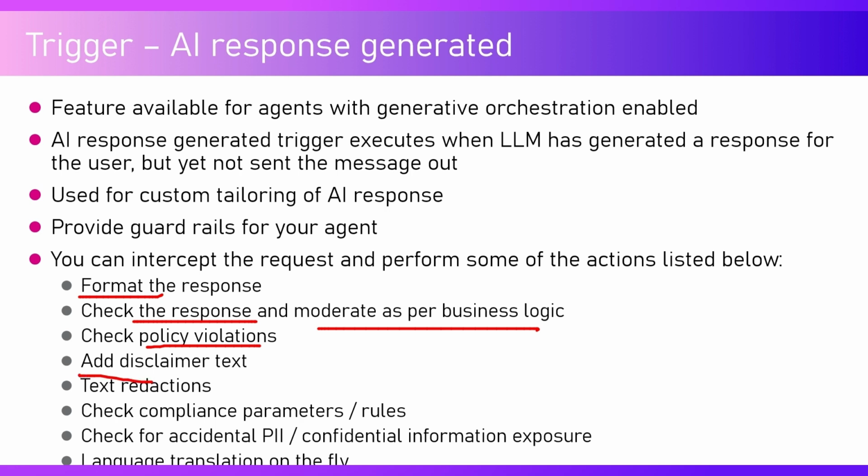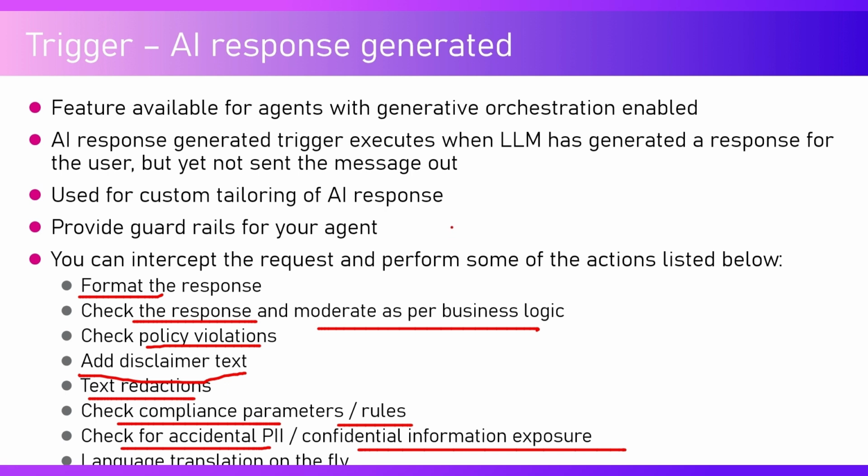You can add an additional disclaimer text, you can redact some of the text, and you can check the compliance parameters or rules set within your organization or business units or departments. You can check for accidental PII or confidential information exposure, or maybe you can define a multi-language bot. Say you ask a question in English and you say that you want a response in Spanish, then you can do a language translation on the fly. So there are multiple ways through which you can use this kind of request.